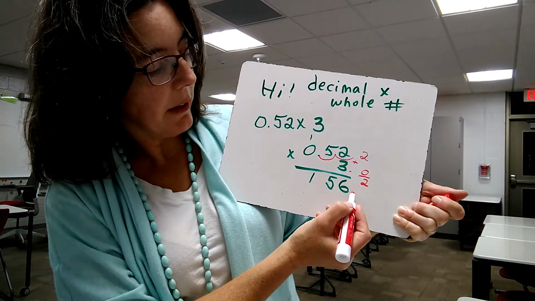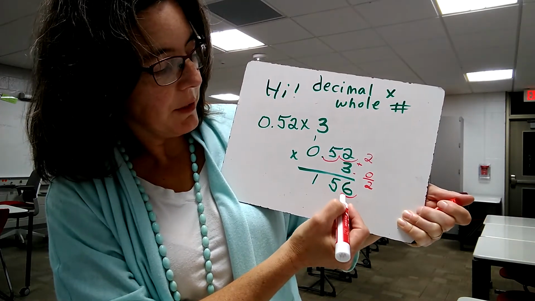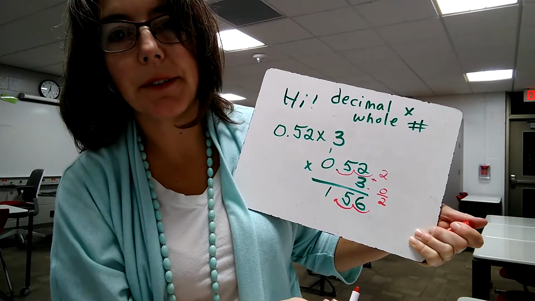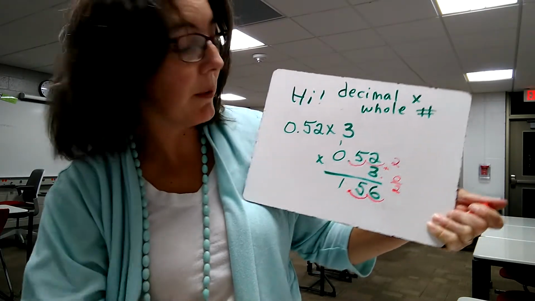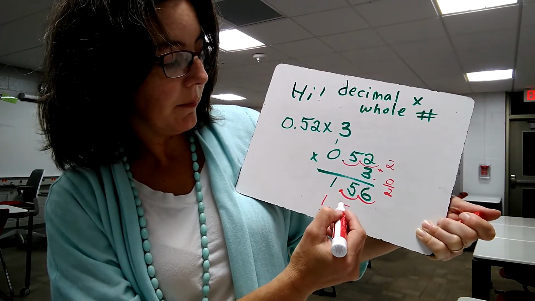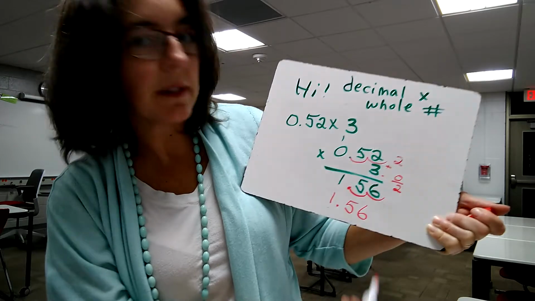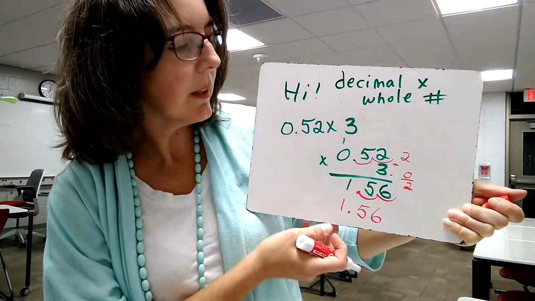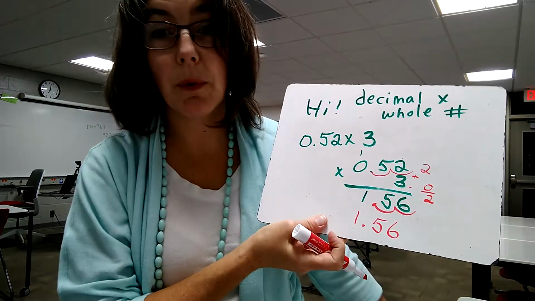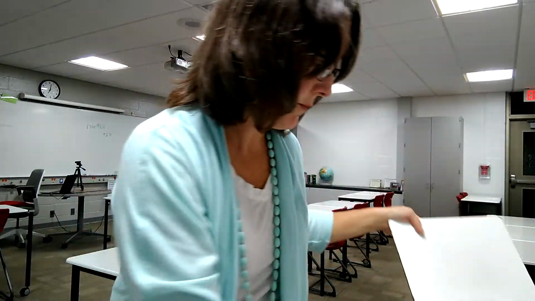So I start at the back of my number and I shift it forward 2 places and I stick that little rabbit turd right there. It's a little decimal point right there. So my final answer is 1 and 56 hundredths. Let's take a look at one that has a little bit higher numbers with a little bit more digits.